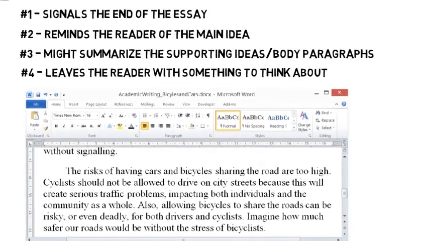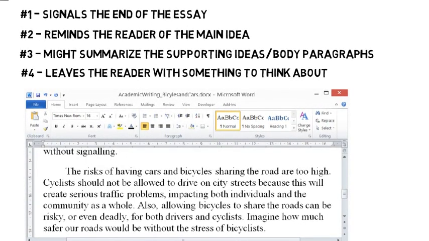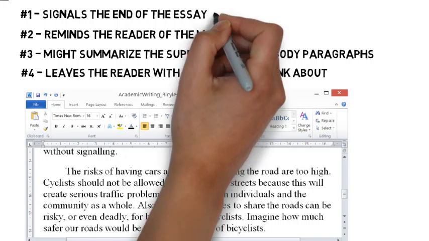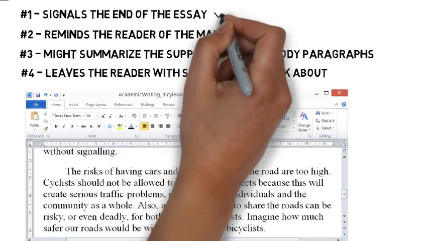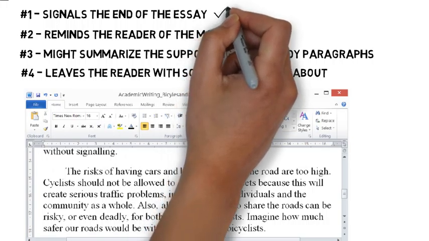What do you think? Does this conclusion paragraph do our 4 jobs? First, it does signal the end of the essay. We can tell the essay has come to an end because we are revisiting ideas that we have already talked about.